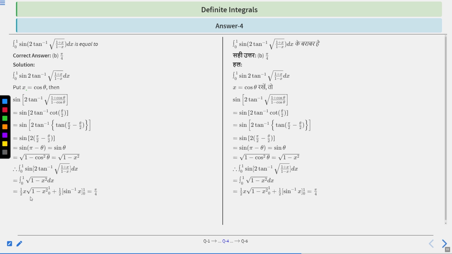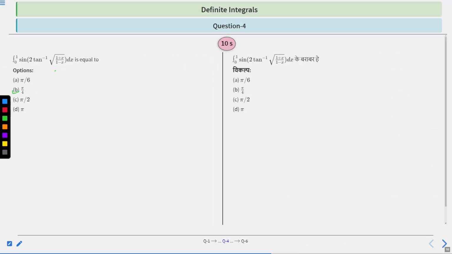By using that formula, the answer will be 1 by 2 x root over 1 minus x square, with limit from 0 to 1, plus 1 by 2 sine inverse x, with limit from 0 to 1. After putting the limits 1 and 0, you will get the answer as pi by 4. Clear? So option B, pi by 4, is the right choice.